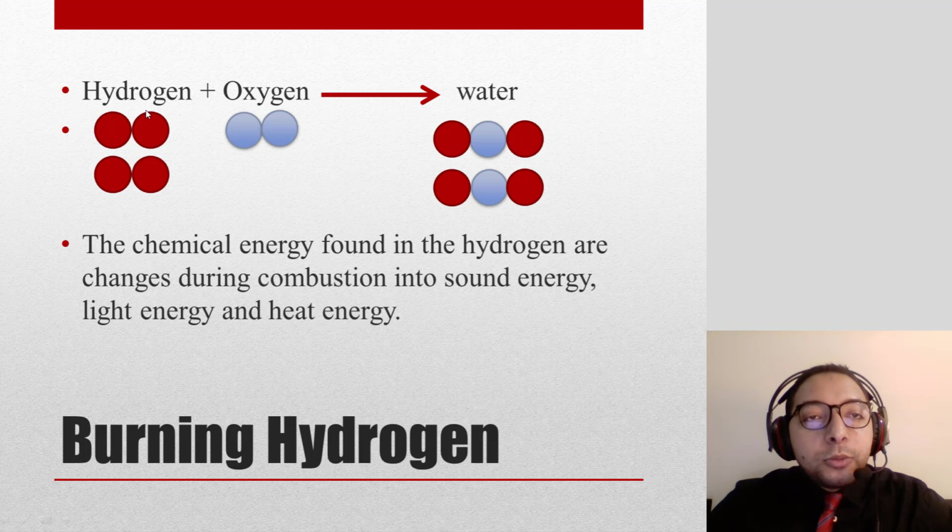So the atoms of the hydrogen rearrange along with the atoms of the oxygen, with one oxygen in between and two hydrogen atoms, one on each side. This represents a water molecule. So rearrangement along with bonding has taken place. The chemical energy found in the hydrogen is changed during the combustion into sound, light, and heat energy.